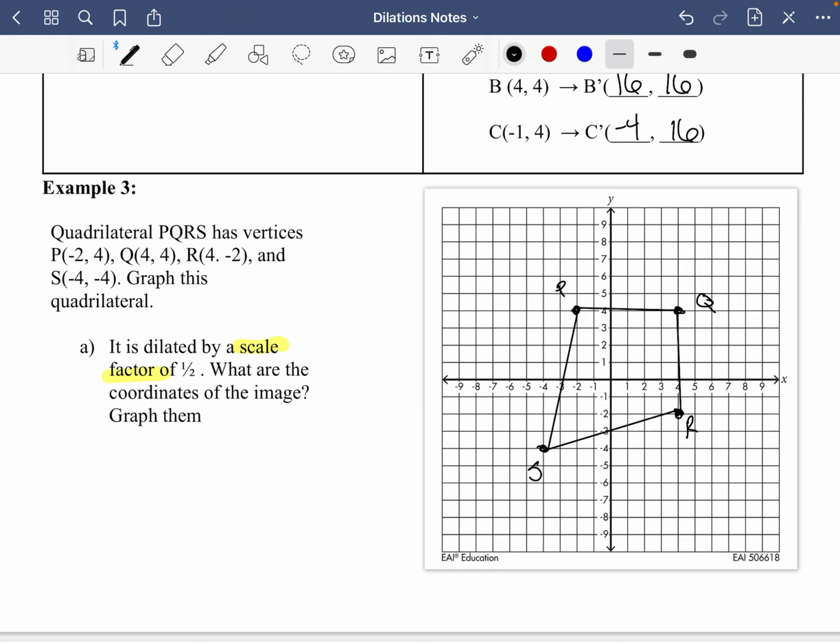Okay? So if we take the points that we know, what they gave us, and we plot them out. The first point that we have was -2, 4. But the rule states that we've got to take 1/2. So I'm going to write the rule up here. We've got X and Y, which is the points they gave us. We're going to multiply every point by 1/2.